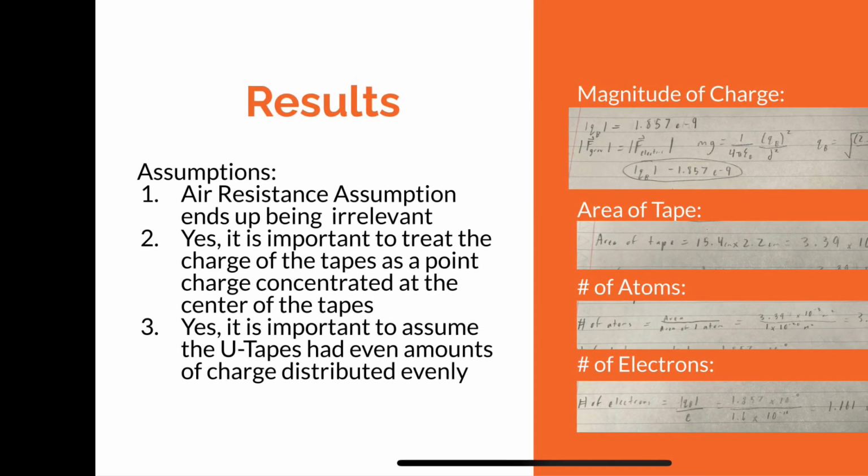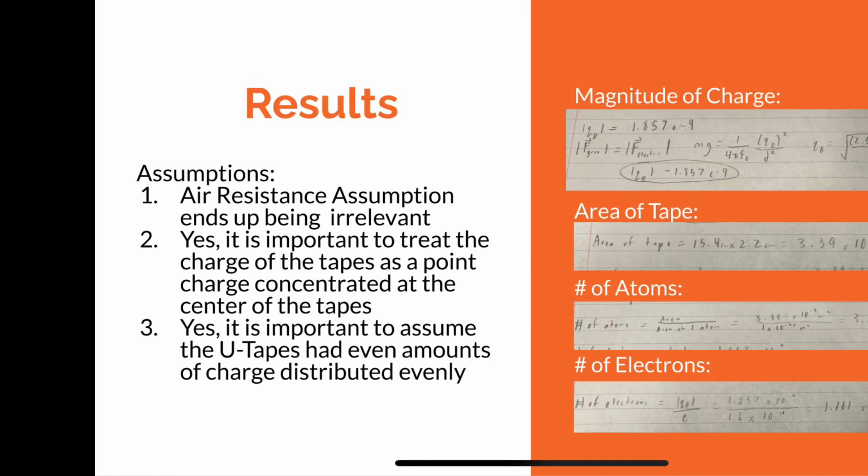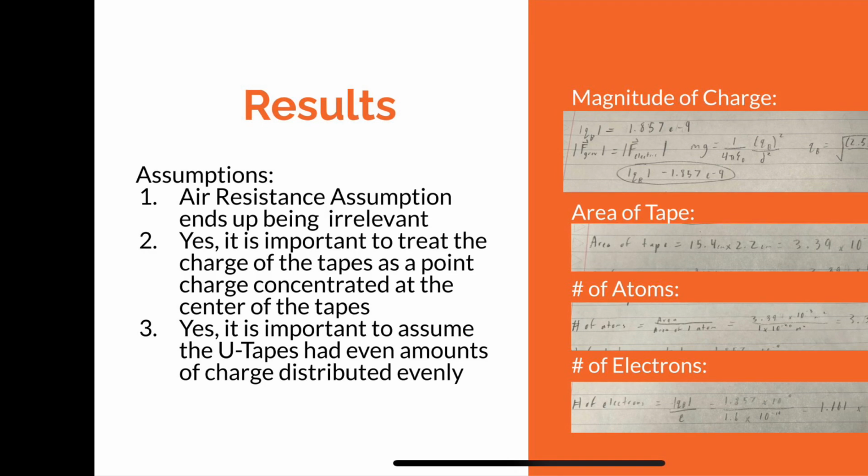Looking back at the assumptions we made earlier, the air resistance assumption ends up being irrelevant because the tapes are stationary when they are interacting with one another. It is important to treat the charge of the tapes as a point charge, and it is also important to assume the U-tapes had even amounts of charge that were distributed evenly.